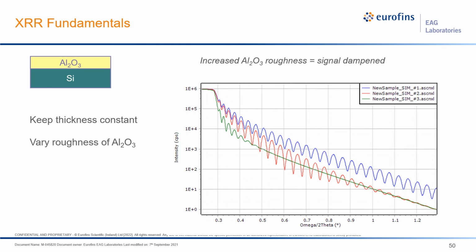And finally, with a sapphire film with the same density and a thickness of 100 nanometers, I varied the roughness of the top aluminum oxide surface from 1 in blue, 2 in red, and 5 in green. So with a roughness of 5 nanometers, that's pretty significant. With an increase in roughness, the XRR signal is dampened at higher incident angles. A more rough interface or surface will diffusely scatter the X-rays and dampen the reflectivity signal.